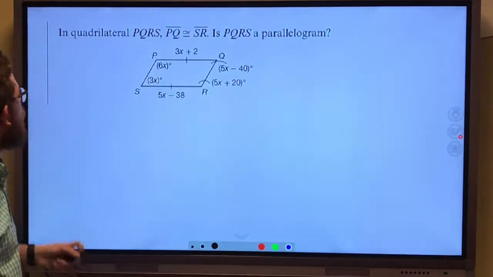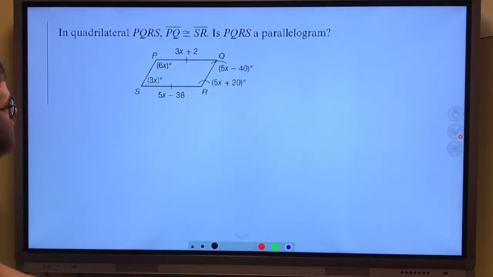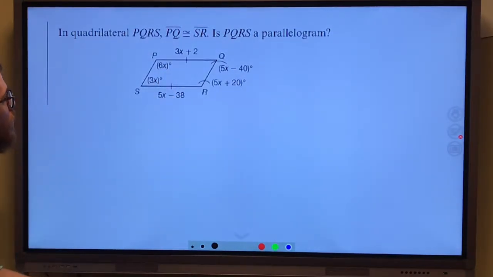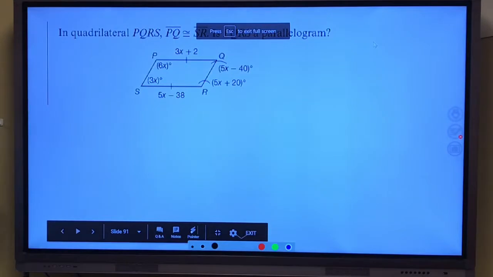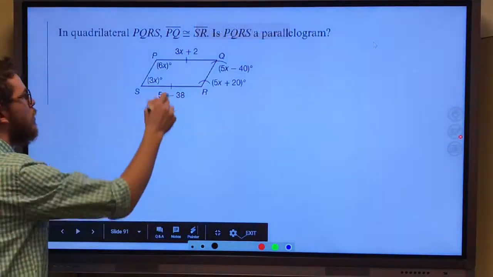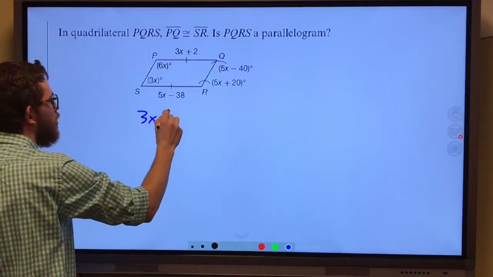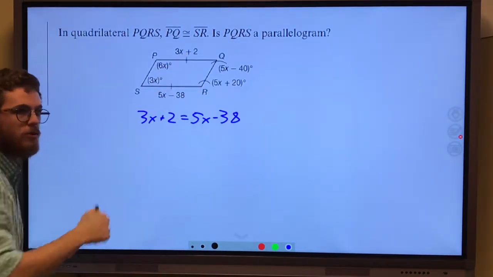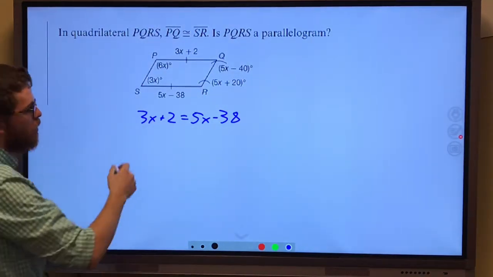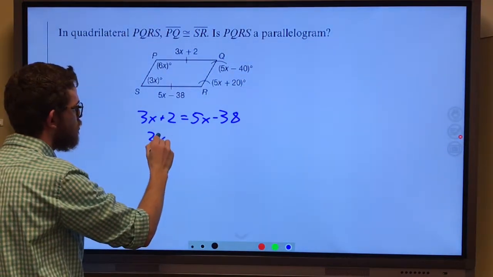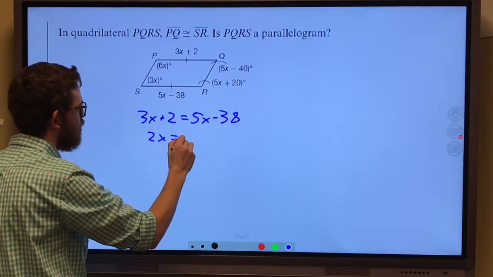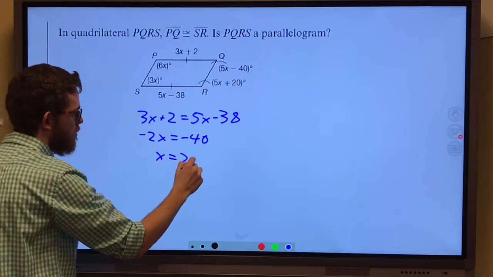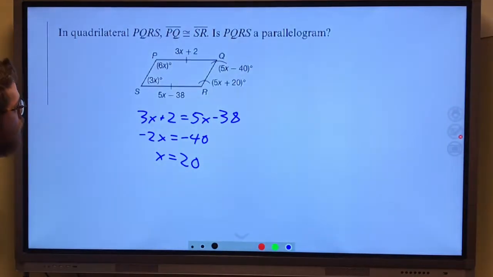Taking a look at this one, we've got quadrilateral PQRS. We're told that these opposite sides are congruent. We want to know, is this a parallelogram? Well, if these opposite sides are congruent, we can set 3x plus 2 equal to 5x minus 38. These expressions must be equal. We can solve for x. We get negative 2x equals negative 40. So x would equal 20.